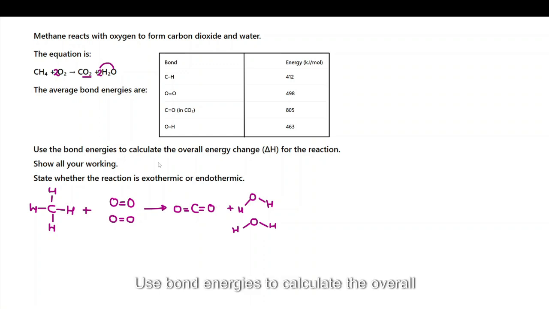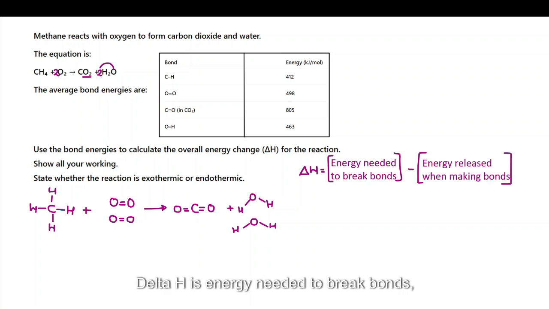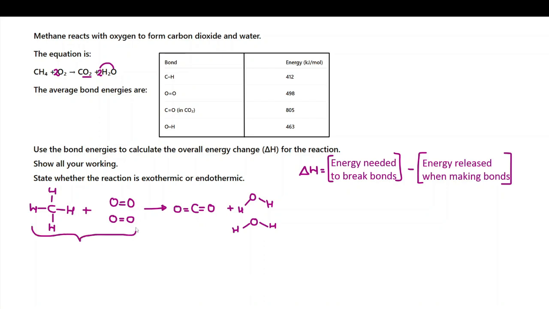Use bond energies to calculate the overall energy change for the reaction. Now, we need to think about the equation for delta H. So here's the formula. Delta H is energy needed to break bonds, take away energy released when making bonds. Now, we need to break all of these things. These bonds are broken, and these are the bonds that are made.